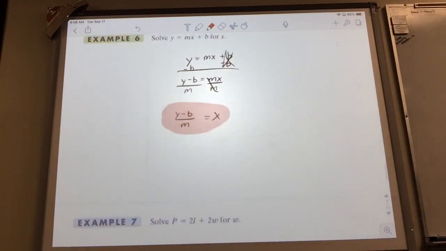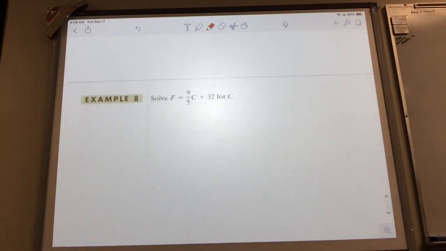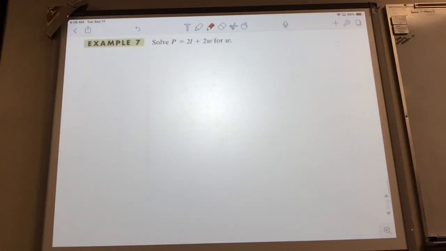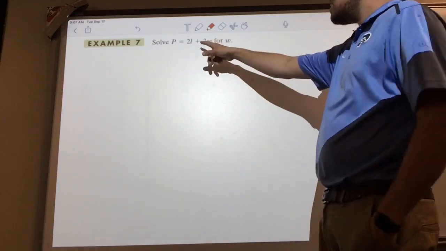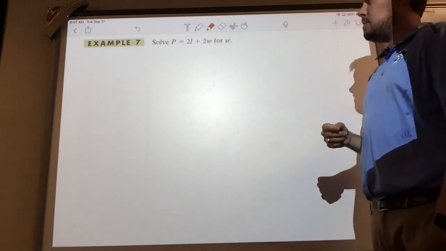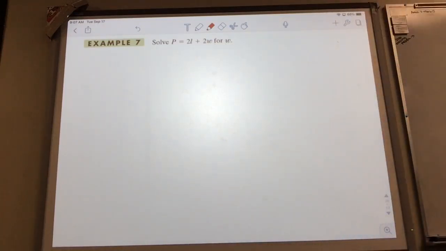Okay, we're almost through. Just a couple more. Okay, this is the other formula for perimeter, but this is purely for a rectangle. Okay, perimeter equals 2L plus 2W. A lot of people think that's a 1, that is an L. Okay, we want to solve for W.